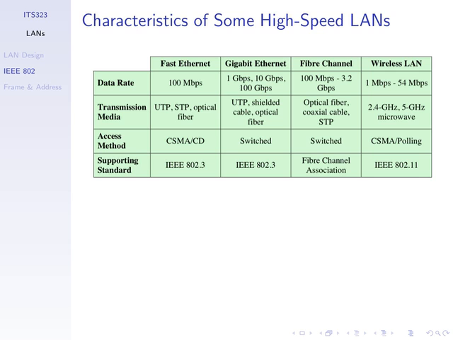Wireless LAN, in fact, goes faster than 54 megabits per second today. The transmission medium is wireless, transmitting at these frequencies. It uses a variation of the MAC protocol used in Fast Ethernet, and the name is 802.11. And there are others.